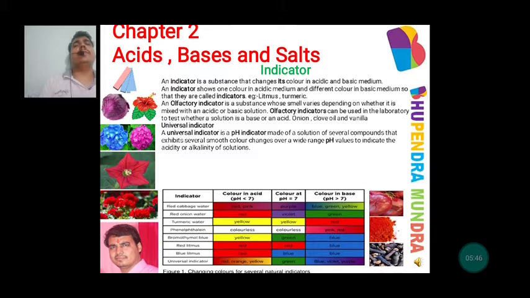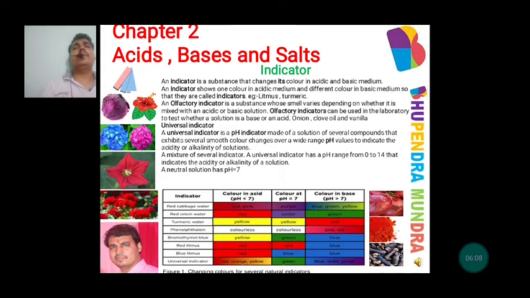Universal indicator. A universal indicator is a pH indicator made up of a solution of several compounds that exhibits several smooth color changes over a wide range of pH values to indicate the acidity and the alkalinity of a solution. A mixture of several indicators is known as a universal indicator. A universal indicator has a pH range from 0 to 14, which shows the pH scale also. A neutral solution has a pH equal to 7.